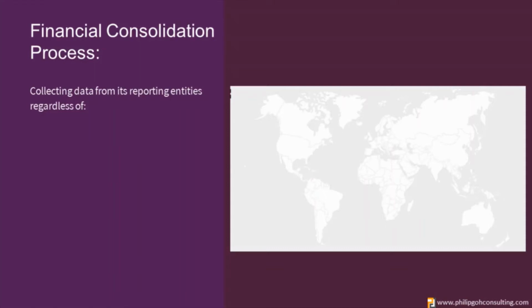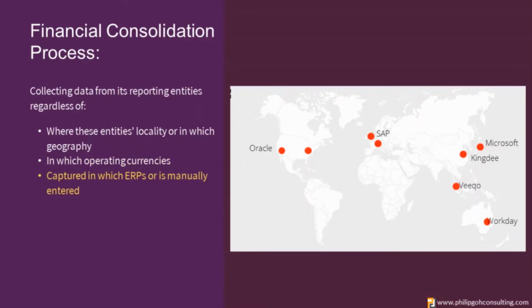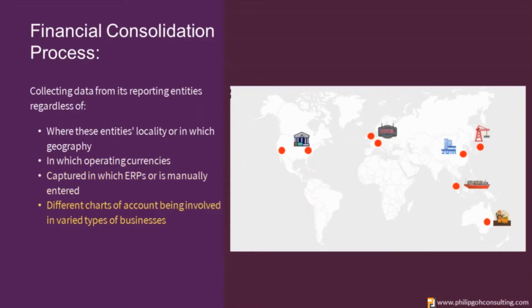In this segment, we will be looking at the data collection process of financial consolidation. Collection of data is done regardless of where its entities are and geography, what operating currency is in, what ERP are being used, the different chart of accounts or different business segments involved in, for example, from mining to shipping to banking.